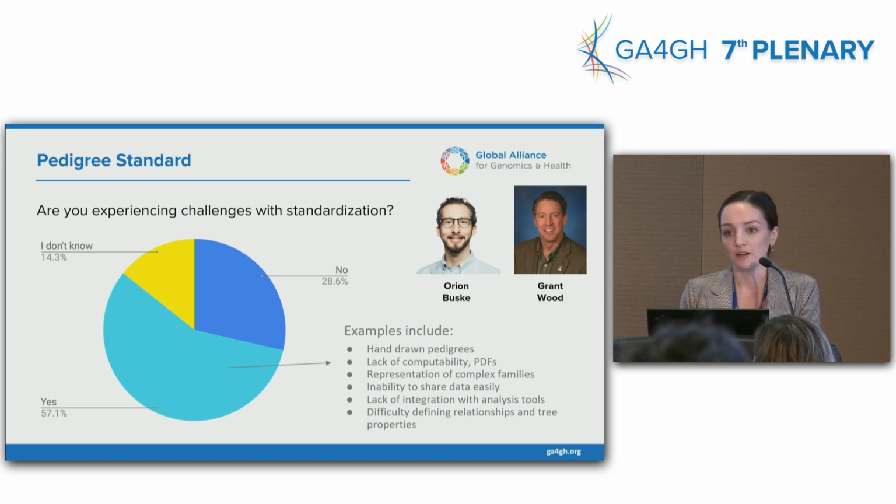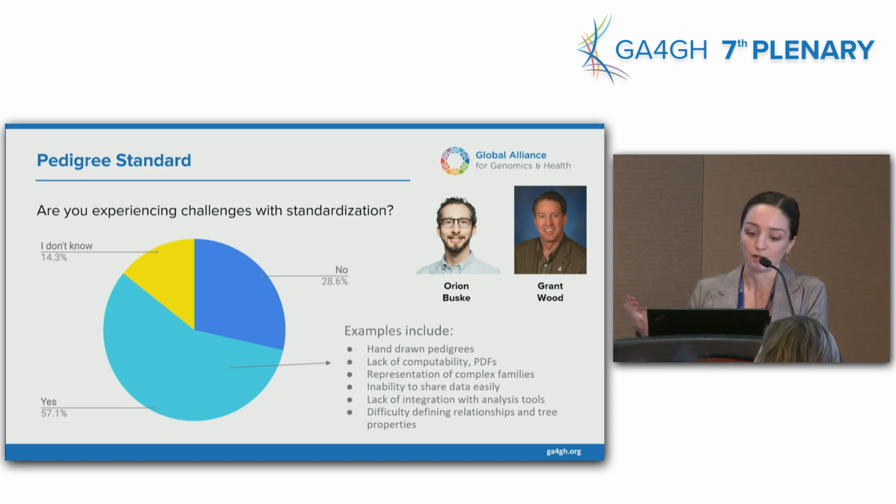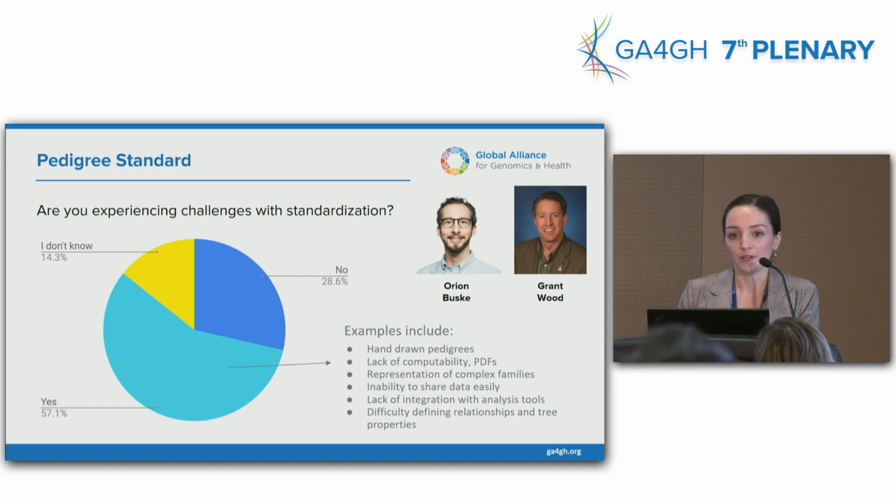The other main area we've been looking at is creating a pedigree standard for representing pedigree information. Earlier this year, we conducted a survey across driver projects and other interested parties about how they're using pedigree data and what challenges they're having. This was the main takeaway: in short, a lot of people are experiencing problems with pedigree information. Hand-drawn pedigrees, lack of computability, the inability to represent more complex families. So we've been looking at how we can better represent this data to make it more exchangeable.